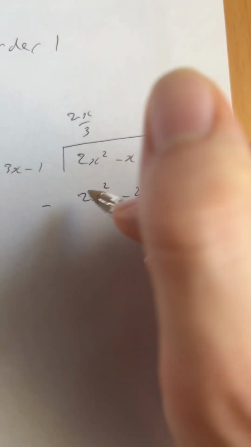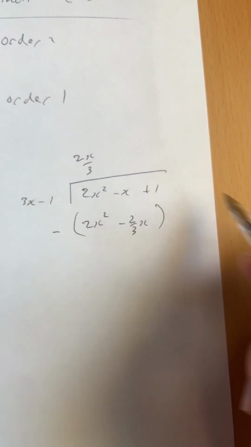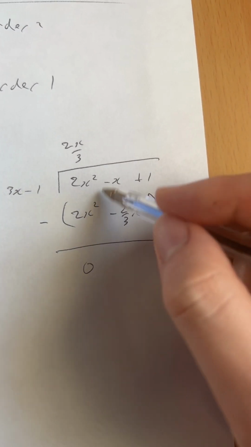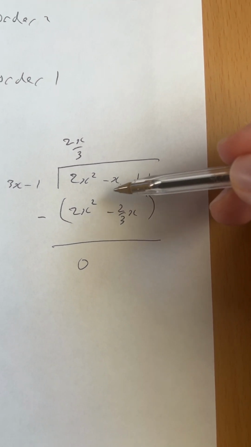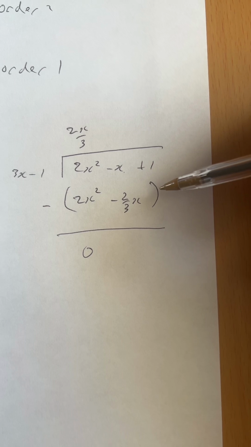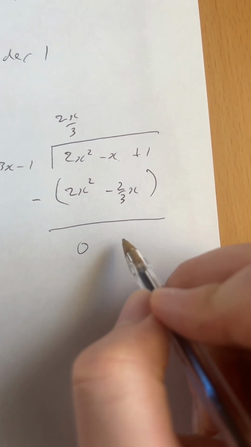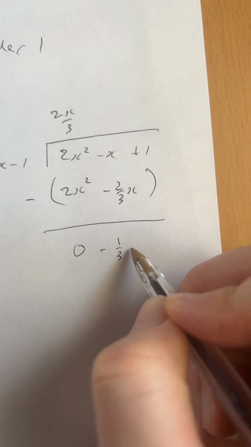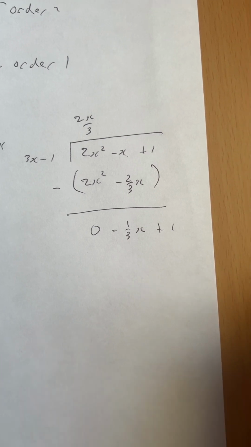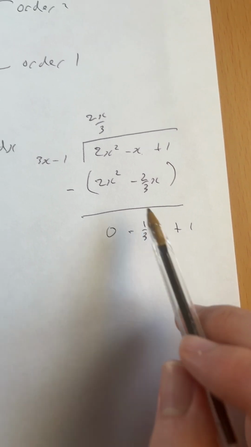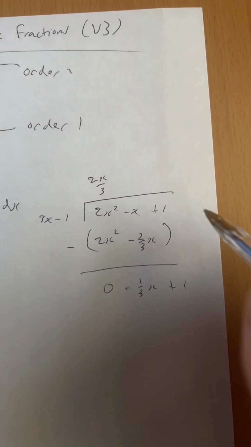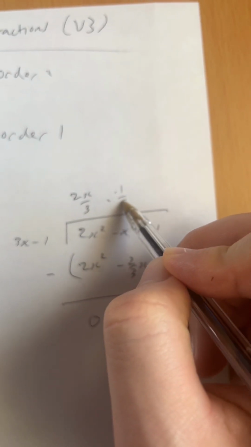And we're going to subtract this entire second row from the first row. So now when we do this, the quadratic term is going to become 0. Now we've got minus x minus minus 2/3 x. So minus x plus 2/3 is going to be minus 1/3, so minus 1/3 x there. And we still got the plus 1 here. So now we need to go again. We're going to do minus 1/3 x divided by 3x. If we do that, we should get minus 1 over 9 there.